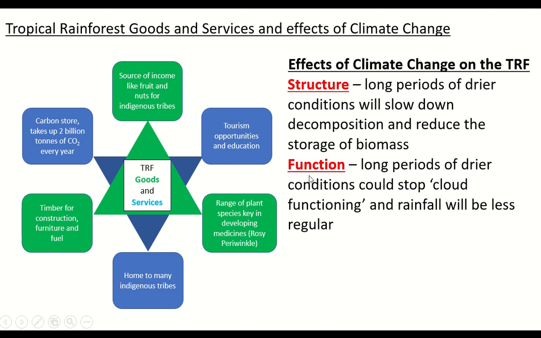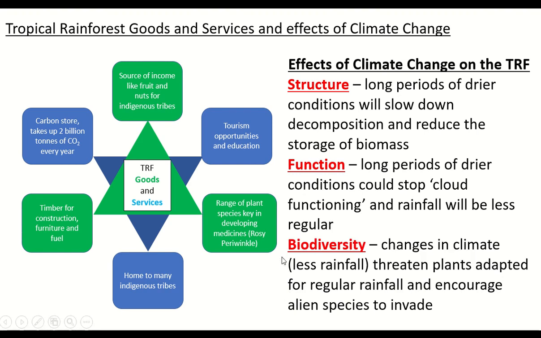Function, what the rainforest does. Again, if you've got drier spells because of climate change, it can stop what's called cloud functioning of rainforests. So rainforests provide lots of moisture into the atmosphere, which helps feed them constantly with their moisture. If you stop them being as wet, then those plants won't be able to increase the amount of rainfall through transpiration, and there'll be less regular rainfall, which can have knock-on effects to the plants themselves. So that can be a horrible effect of climate change on the tropical rainforests.